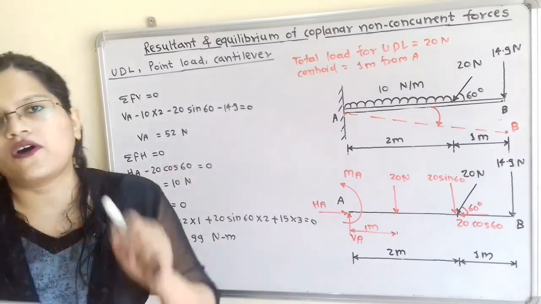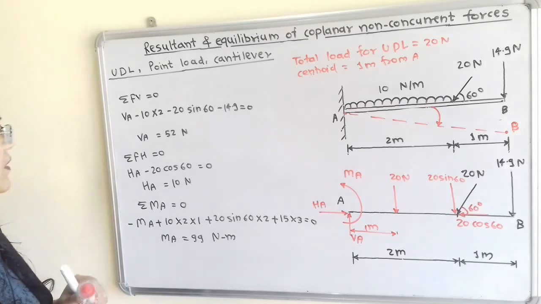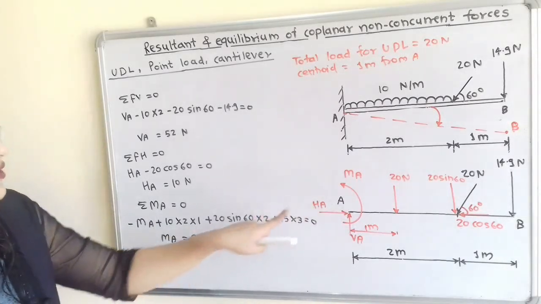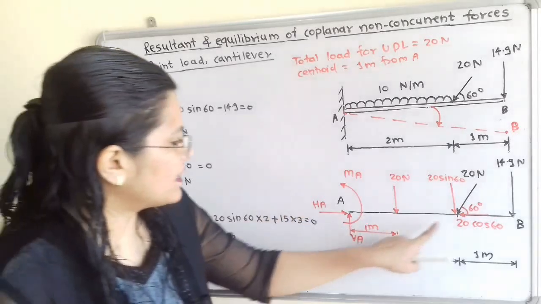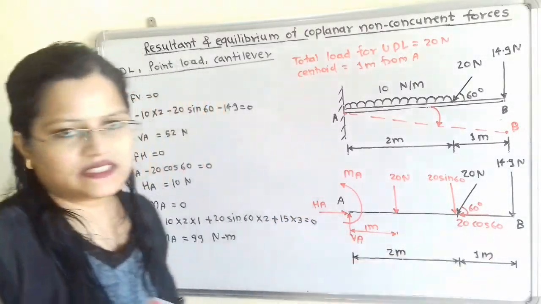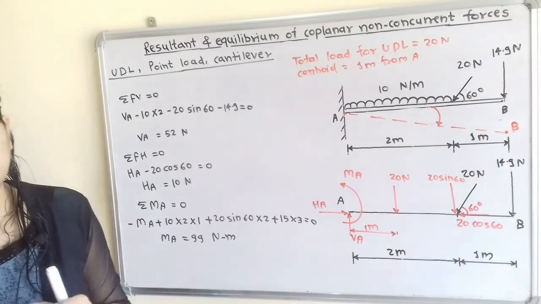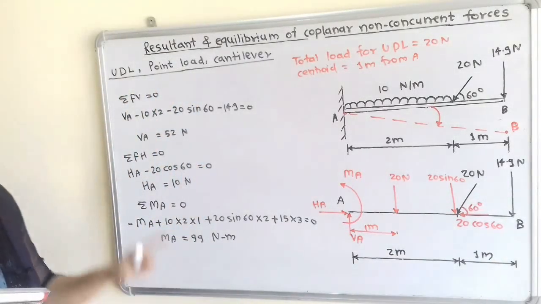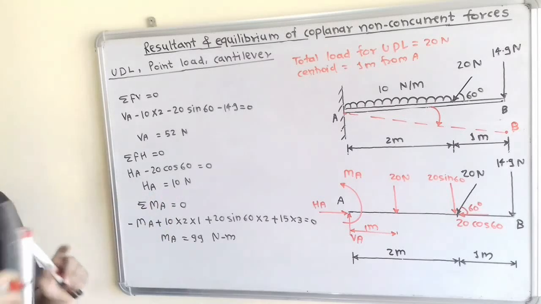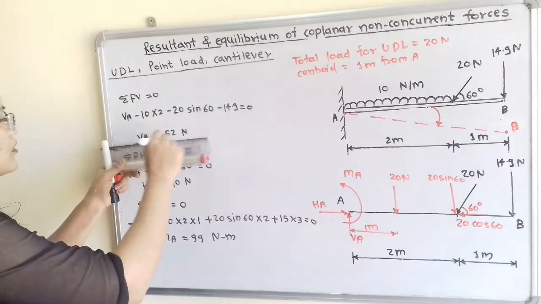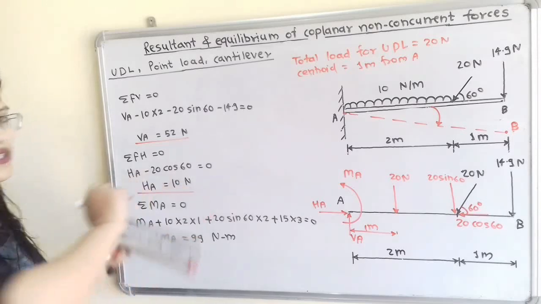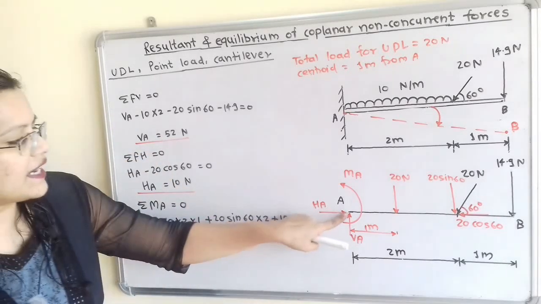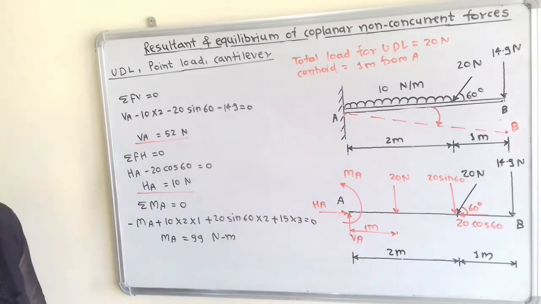Then summation of all horizontal forces is equal to 0. HA direction is towards the right-hand side, so we will take plus HA, and here this 20 cos 60 is in the opposite direction, so we will take minus 20 cos 60 is equal to 0. So HA is equal to 10 Newton. So we get these two components, vertical and horizontal, and from these two components we can say that here is the reaction at point A.